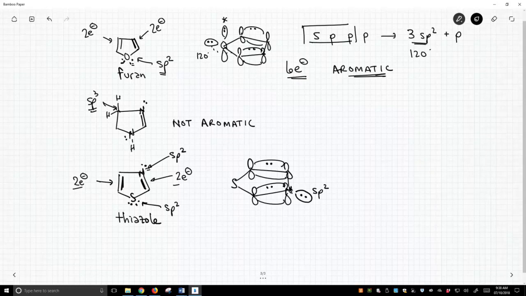This sulfur is also sp2 hybridized. It has a p orbital. And the second lone pair cannot also sit in that p orbital. It has to sit in an sp2 hybrid. So here's our structure. We have 6 electrons, and thiazole is also an aromatic compound. So these are the basics of identifying aromatic compounds. To do this, we need to be pretty comfortable with assigning hybridization, because only once we assign hybridization can we figure out what to do with our lone pairs and how to count the electrons.